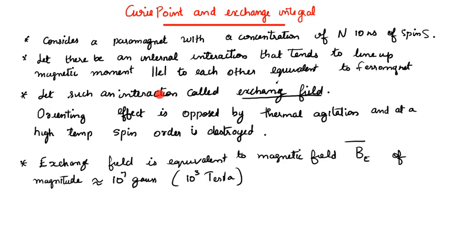Let such an interaction be called the exchange field, the field due to neighboring magnetic moments which will align a magnetic moment in a certain direction. This exchange field orients the magnetic moments, and the orienting effect is opposed by thermal agitation, and at a particular higher temperature, the order will be destroyed. Exchange field is equivalent to a magnetic field BE of a magnitude 10 raised to 7 Gauss or 10 raised to 3 Tesla. This is due to neighboring magnetic moments.